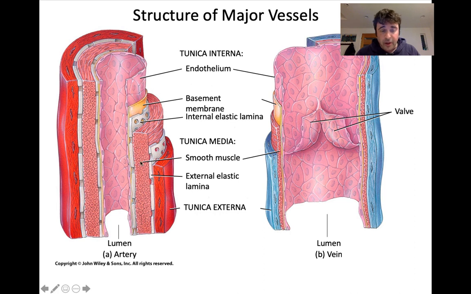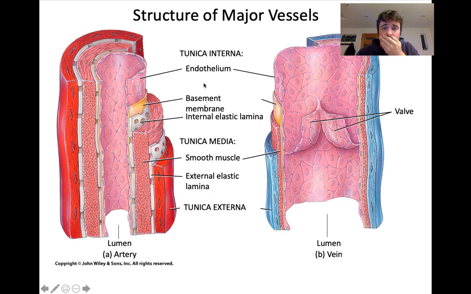So composed predominantly of smooth muscle, and notice that the tunica media of an artery is much thicker than the tunica media of a vein, so it has a much greater capability of undergoing vasoconstriction and vasodilation. It's also a structural feature that in some ways prevents arteries from being susceptible to things like aneurysms or bursting.